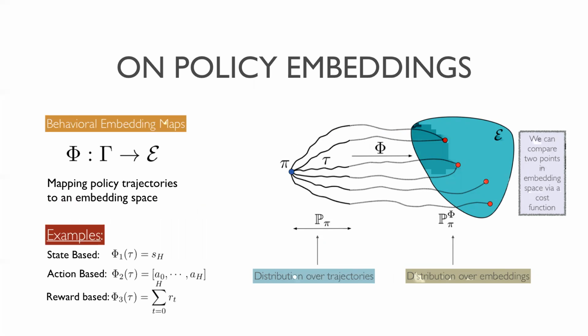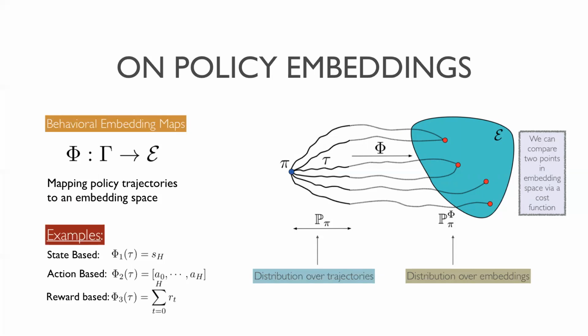So for example, a state-based embedding map based on the last state that the trajectory saw, an action-based embedding map that corresponds to all the actions that the policy has seen in a trajectory, or the reward-based one, which is just the reward collected by a particular trajectory. So here, the reward one, let me tell you a bit more about it.